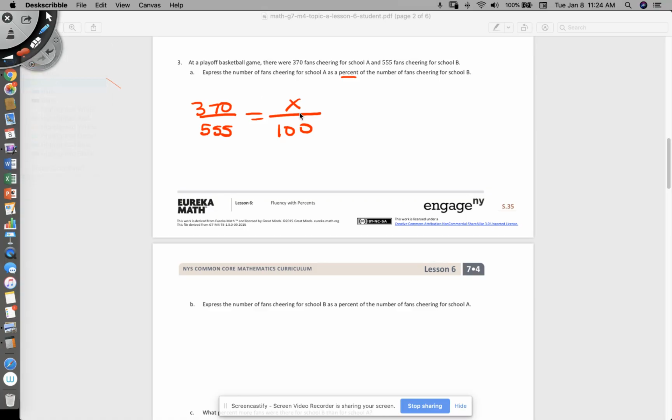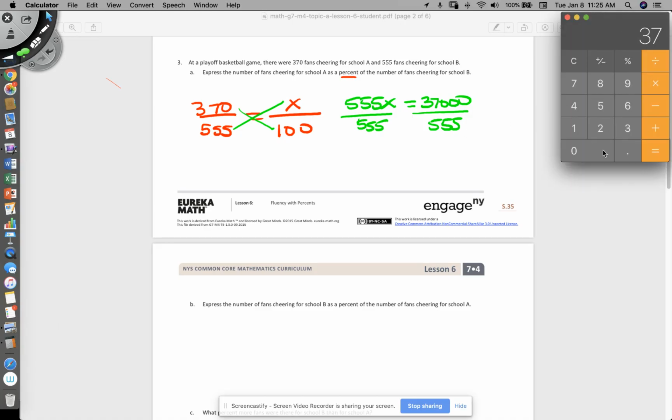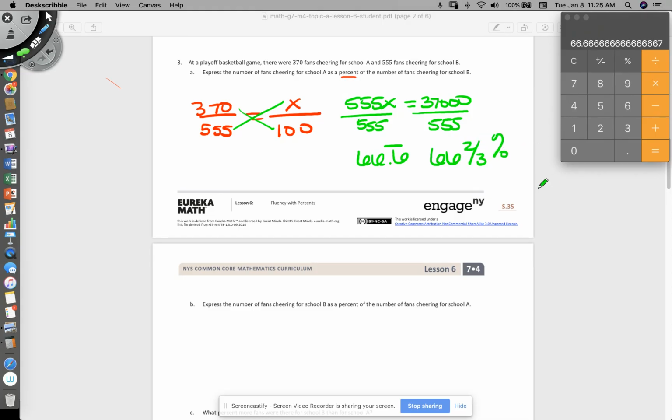So we're going to cross multiply these like we've been doing this whole time. I'm going to get 555x, multiply these two together, equals 37,000. Divide out that 555, excuse me. Take your calculator, because that's quite big. We're going to say 37,000 divided by 555. Oh, wow, we have a repeating decimal. So it's 66.6 repeating. Now, in my class, you all know that 0.6 repeating is 2/3. So 66 2/3%. And there's your answer.